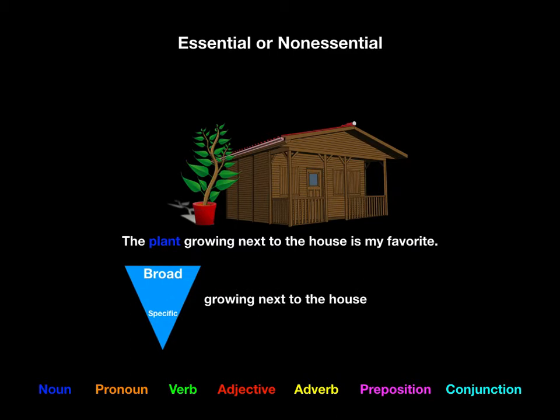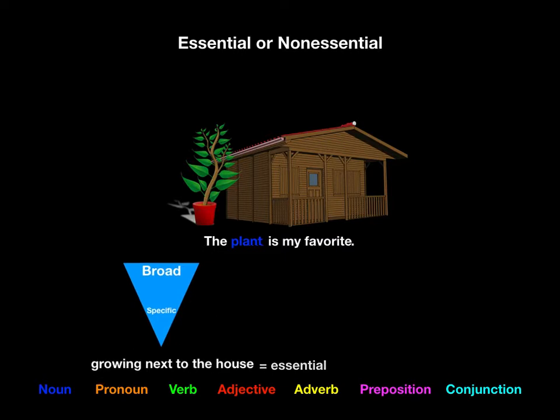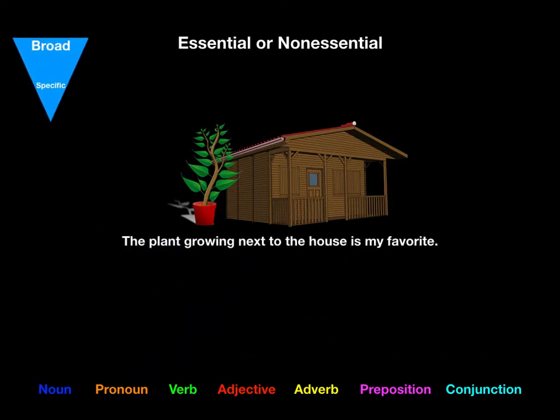Is this term broader or more specific than plant? Within this example, growing next to the house appears to be more specific. If we eliminate this phrase from the sentence, we have the plant is my favorite. However, we don't know which specific plant we are discussing, therefore growing next to the house would be considered essential. Since this phrase is essential, we will merely reincorporate it back into the sentence. The plant growing next to the house is my favorite.